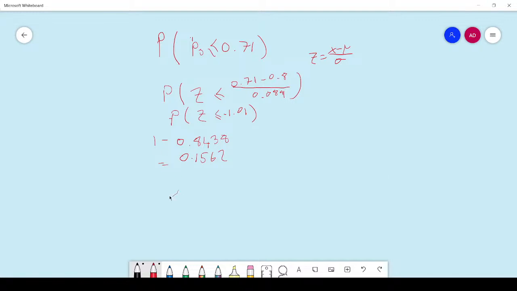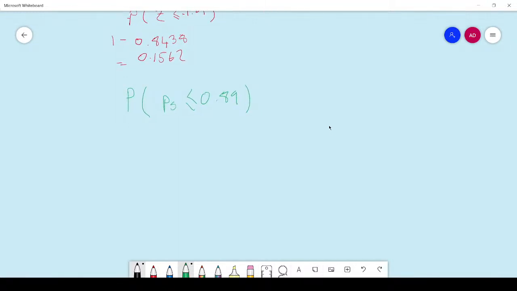And then the second part will be the probability like that, less than 0.89. So this is that second situation. So we'll use our formula z equals x minus mu on sigma to normalize it. So z equals our target, 0.89, minus our average, or mean, 0.8, over 0.089.